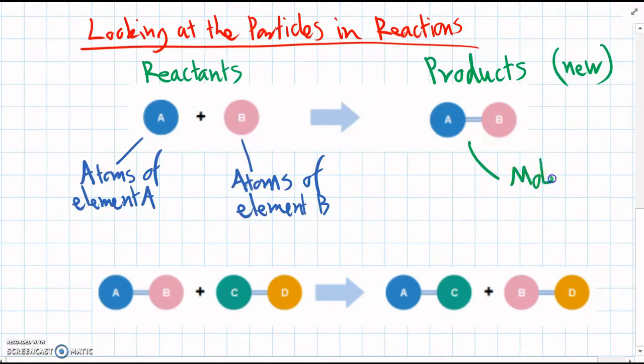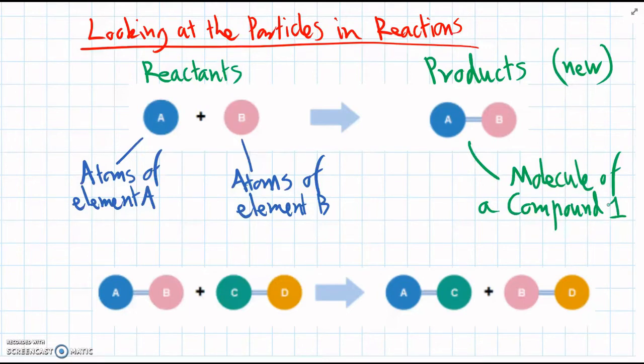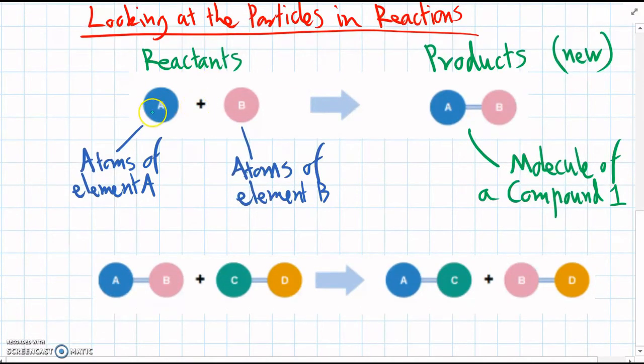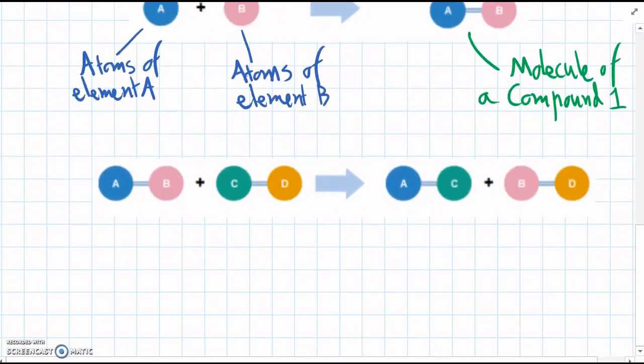So we've made a molecule, and because there's different atoms in here, this is now a compound that we've made. And we can call this compound 1 because it's just an imaginary one. But every compound that we actually make with chemicals has a proper name. So that's a nice simple reaction where we're combining two different atoms together. Some other reactions can be a bit more complicated.